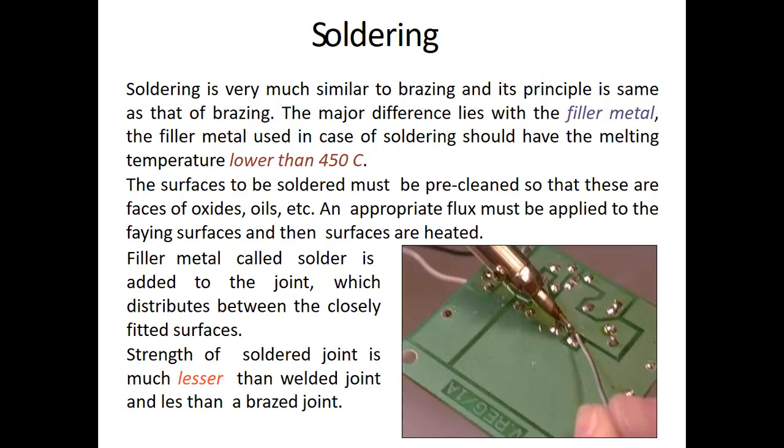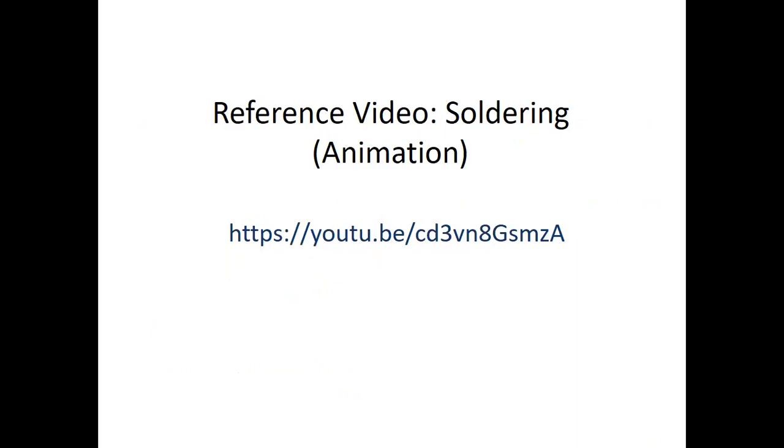Filler metal called solder is added to the joint, which distributes between a closely fitted surface, right? As you can see here. So that is what gets distributed and forms a joint. Strength of the solder joint is much lesser than welded joint and less than a brazed joint, right? So as you can see, the weld that we are trying to give, the filler metal that is added is very small, so it will not be that strong. That is what is emphasized here, right? We'll see a video.